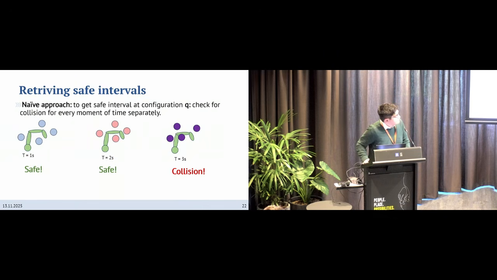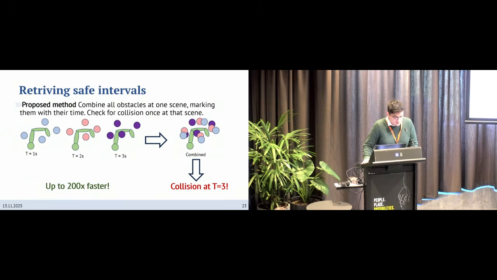So the naive approach to get the safe intervals is just to do the collision checking for each time step. And it can be computationally inefficient if we have, for example, 1,000 time steps. So our proposed method is to combine all obstacles from all time steps into one scene, and keep the time steps from which we took the obstacles.